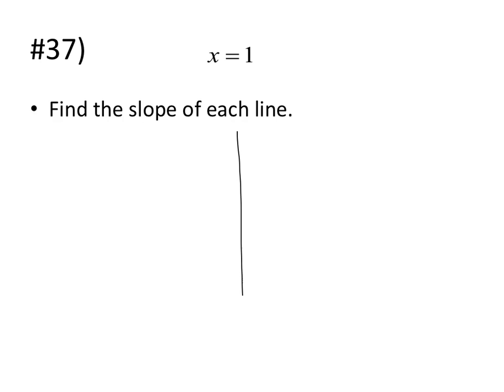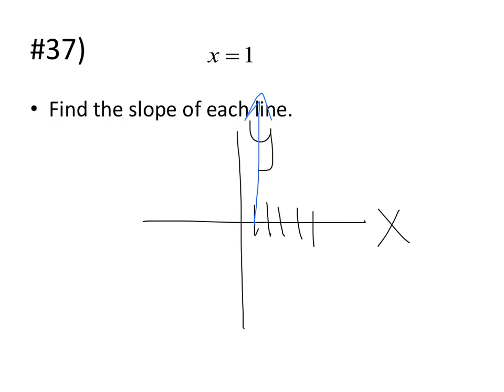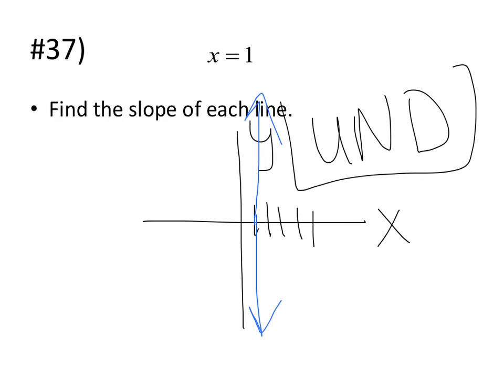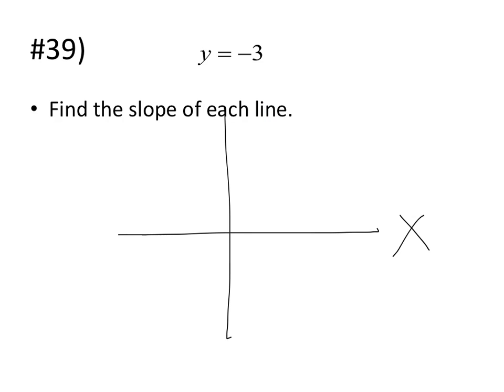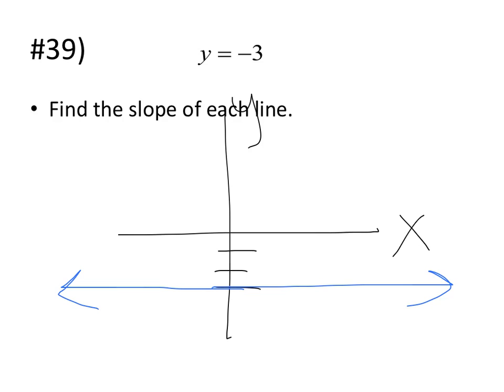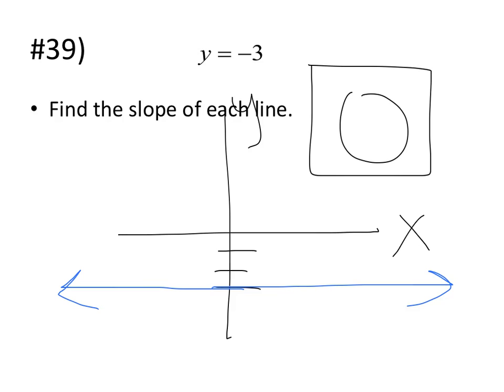Find the slope of each line. So let's graph it. We've got x and y. Remember, go to where x equals 1 and extend the tick mark. If you have a vertical line, your slope is undefined. Okay? Remember, horizontal line, your slope is 0, but vertical line, your slope is undefined. All right, so let's graph it. Go to where y is negative 3. Extend your tick marks. If you have a horizontal line, your slope is 0. Horizontal line, slope 0.